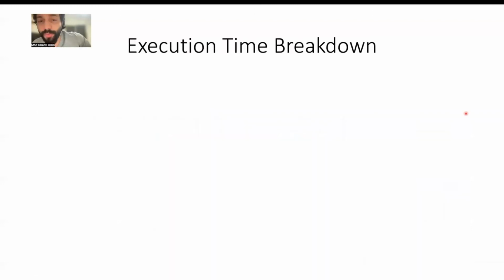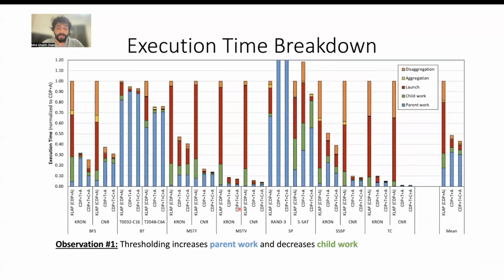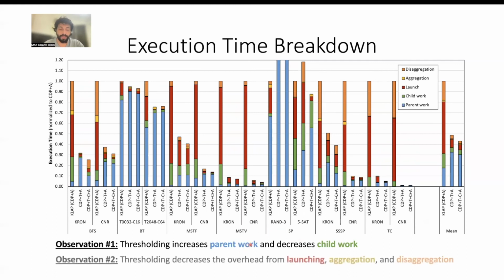Now we profile our work and present the execution time breakdown. Our first observation is that thresholding by itself increases the parent work and decreases the child work, which is expected because when we serialize the work of the child to be done in the parent, we effectively increase the parent work. The second observation is that thresholding decreases the overhead from launching aggregation and disaggregation. And this is also expected because now we are pruning launches and serializing the work instead in the parent.